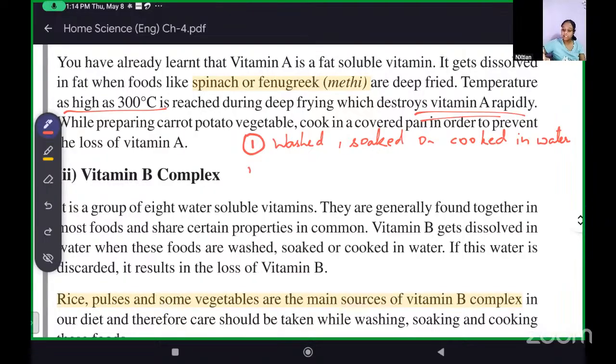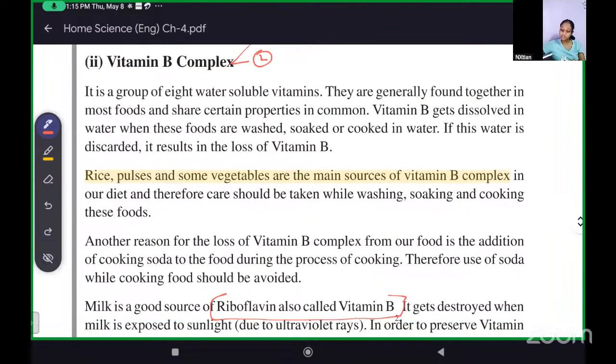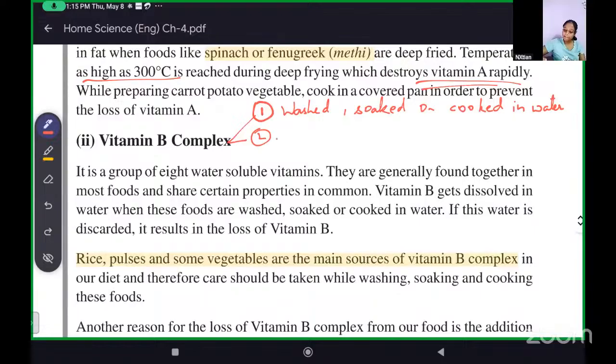The second thing that leads to the loss of vitamin B complex is the addition of cooking soda. And the third thing that leads to the loss of vitamin B complex is exposure of this food to sunlight.